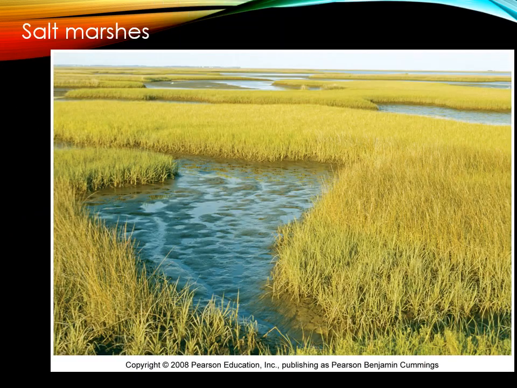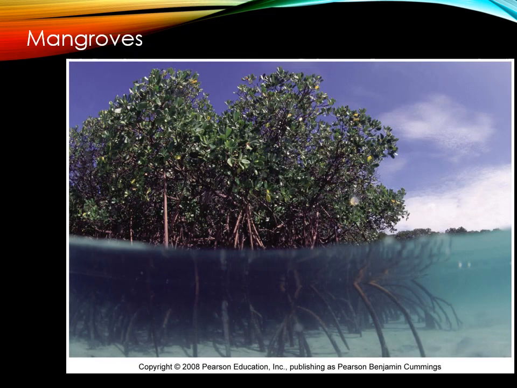As we move into more temperate areas, so again, think mid-Atlantic here. This is the Chesapeake Bay. We have salt marshes. So this is predominantly grassland areas that occupy this intertidal space. And then finally, in tropical areas, we have our mangroves or mangrove forest. And these are named after mangrove trees.